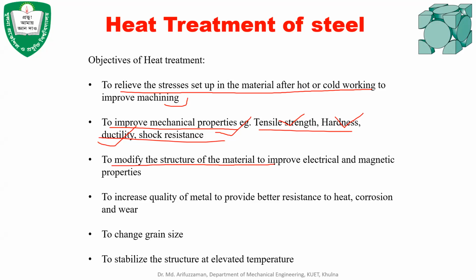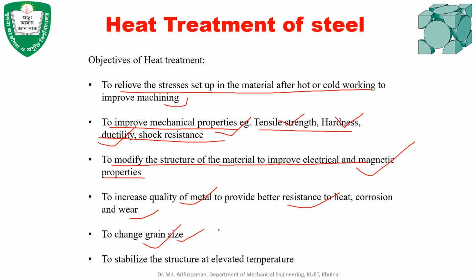And to modify the structure of the material to improve electrical and magnetic properties, the electrical and magnetic properties can also be modified using heat treatment. And to increase the quality of metal to provide better resistance to heat, corrosion and wear, because if you do the surface heat treatment, then you'll be able to reduce the corrosion of the surfaces. To change the grain size has a significant effect on machining as well as the mechanical properties of steel.